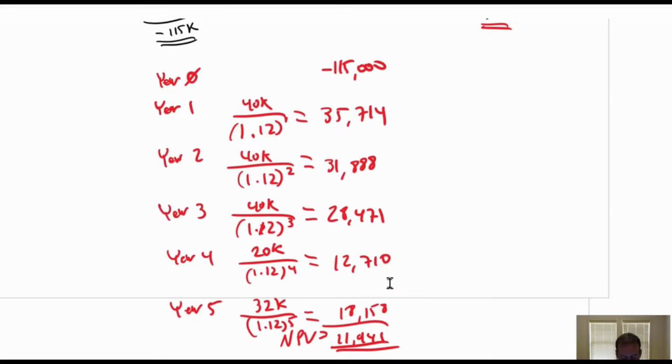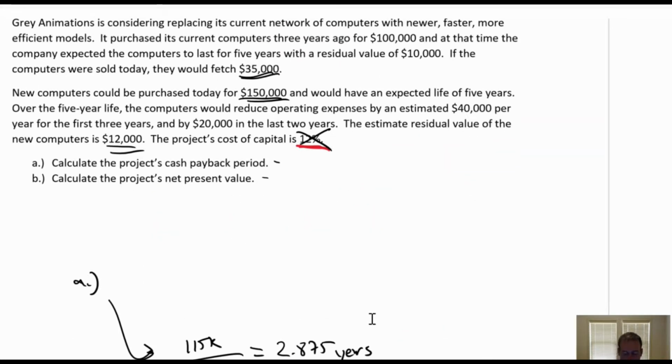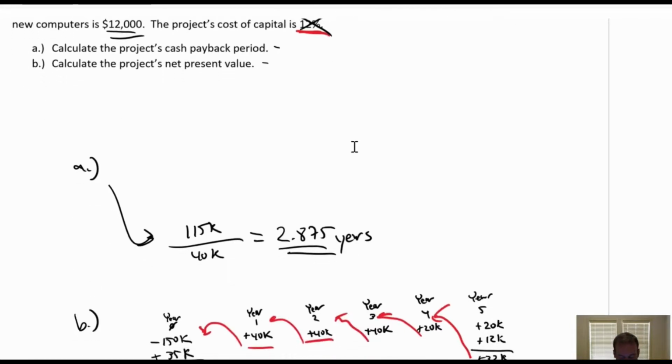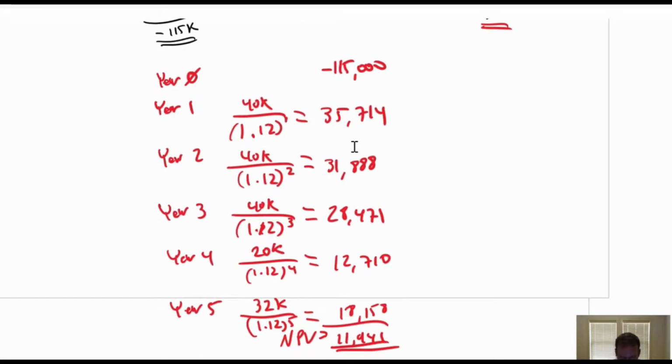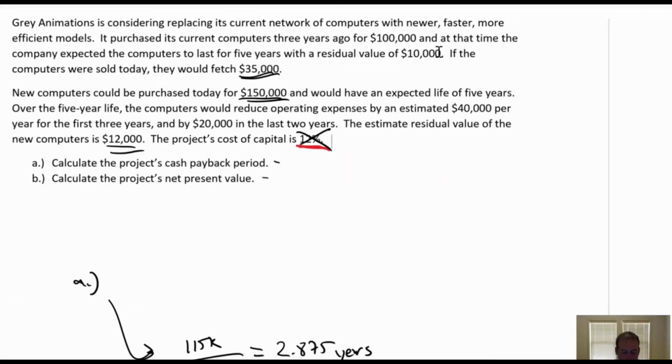By the way, just a quick thought exercise. The net present value was $11,000. That tells me the internal rate of return is higher than 12%. Why? Because this thing generated a positive net present value at 12%. If it was exactly zero, we'd say the internal rate of return was the same as the project's cost of capital. But because the net present value was higher than zero, it means the internal rate of return we get here is going to be higher than 12%.